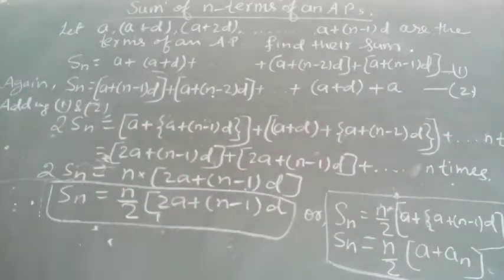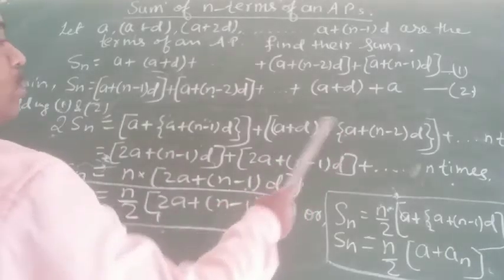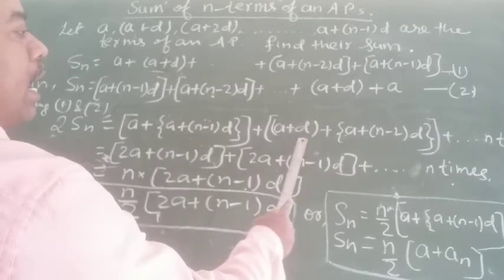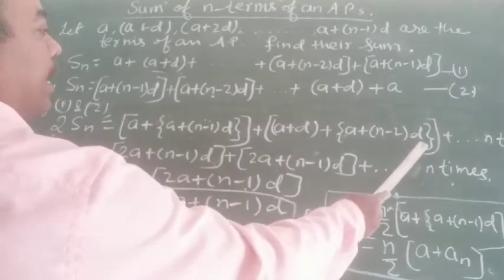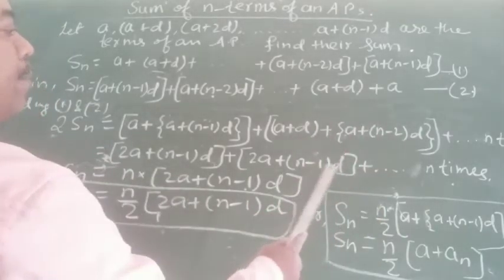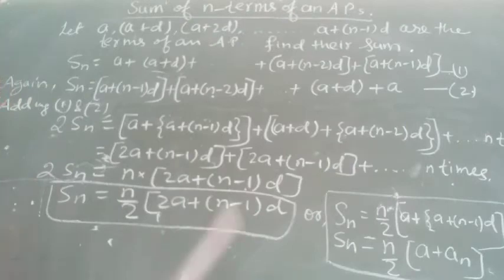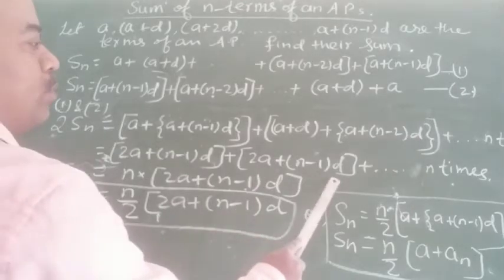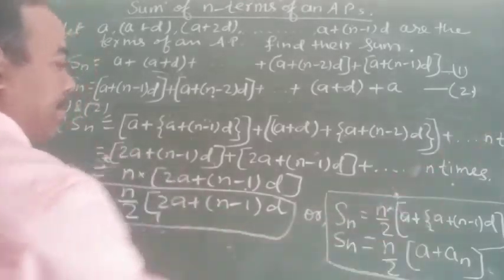The result will be: a and a gives 2a, plus n minus 1 into d. Then a and a gives 2a, plus 1d and n minus 2 into d. If you take d common, again n minus 1 into d comes. So you are adding 2a plus n minus 1 into d, 2a plus n minus 1 into d. How many times? n times.